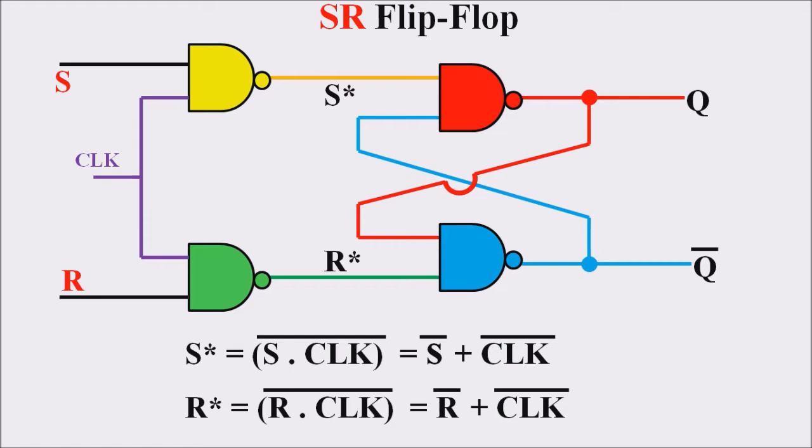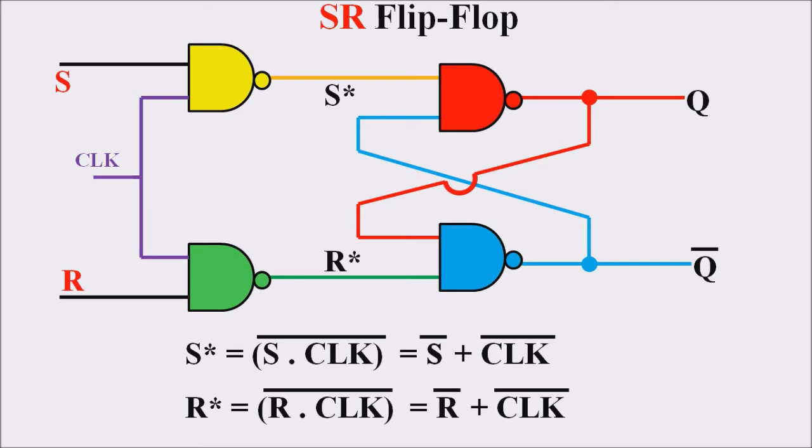Here, the first NAND gate, that is the yellow NAND gate, is provided with an input of clock as well as the set signal, and the second NAND gate, that is the green NAND gate, is provided with an input of clock as well as the reset signal. The output of the yellow NAND gate is represented as S star, and the output of the green NAND gate is represented as R star.